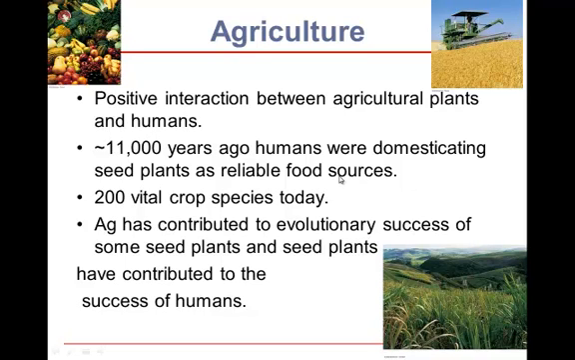Humans were domesticating seed plants as a very reliable food source. This allowed a few humans to feed all of us and allowed the great diversification of human culture. There are about 200 vital crop species today. That's down from the number of plant species that we fed upon as hunter-gatherers. So we have a simplified diet relative to our evolutionary history.